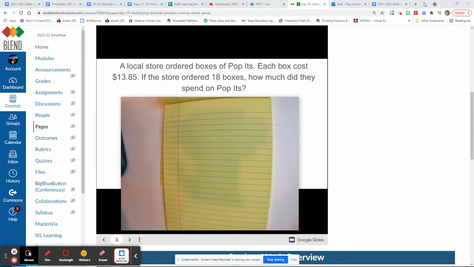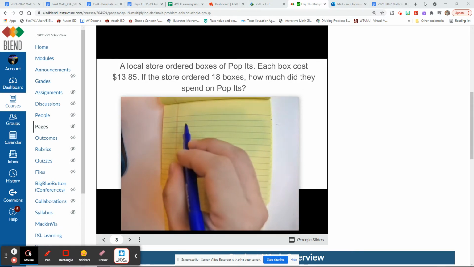Alright, so a local store ordered a box of Poppets. Each box cost $13.85. If the store ordered 18 boxes, how much did they spend on Poppets? Okay, so let's check this out. First things first, let's do some estimation.